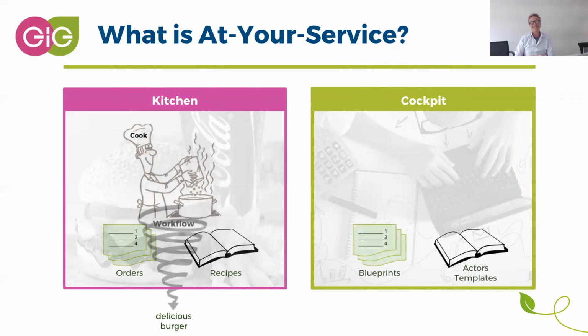And in the cockpit, the same idea goes. In the cockpit, you have blueprints and you have actor templates. A blueprint, what is it? It's an order. It's like, you know what, at your service, here is what I want you to do for me. It's a declarative description of what I want, not of how I want it, but just specifying what you want. So it's like, give me this. That's what I want you to do.